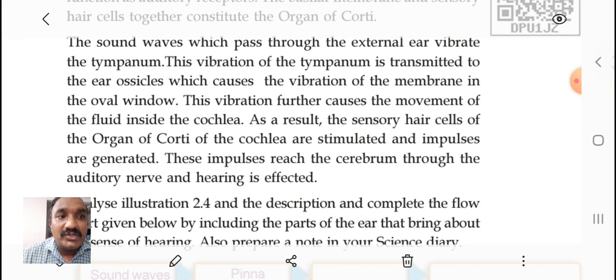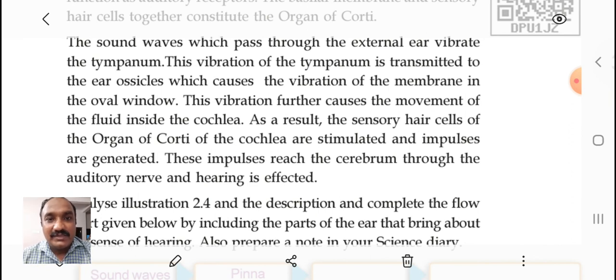The ear ossicles cause vibration of the membrane in the oval window. After ear ossicle, oval window. This vibration further causes movement of the fluid inside the cochlea. So next part, cochlea. Then as a result, the sensory hair cells of the organ of Corti of the cochlea are stimulated. Next, sensory hair cells or auditory receptors, that you have to write.